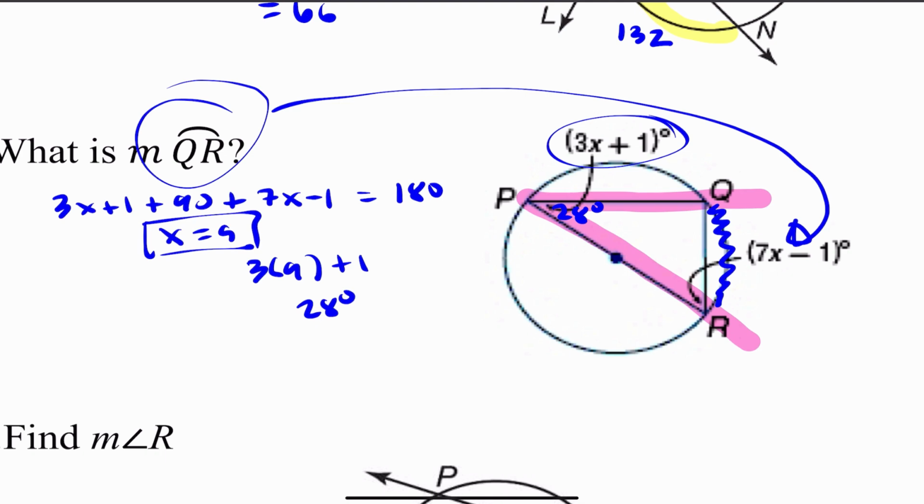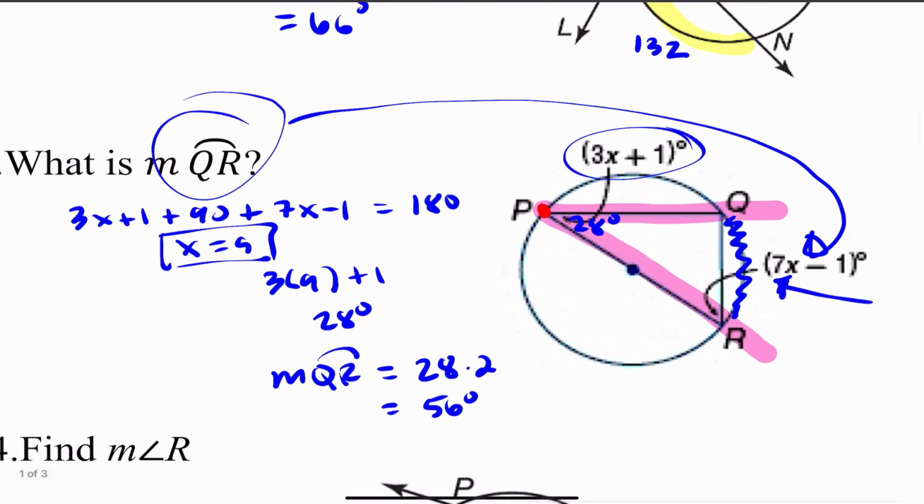Again, if the vertex is on the circle, then this angle is half of its intercepted arc, or this arc is twice this angle. So the measure of arc QR is 28 times 2, which is 56 degrees. So this is what I'm trying to find. It's 56 degrees.